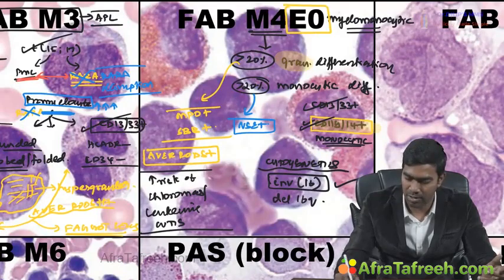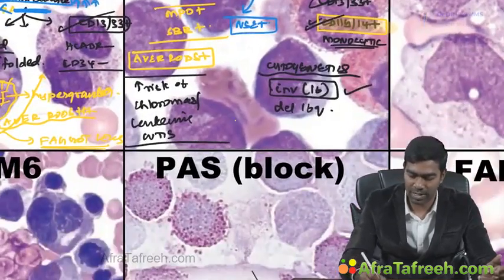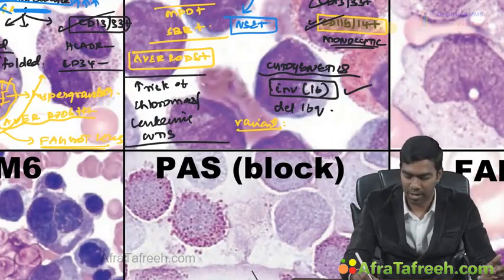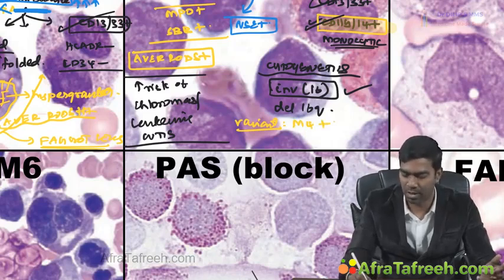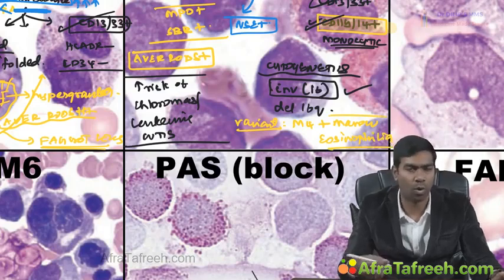These are all about your M4, but why have I written something called EO here? Any idea why I have written EO, eosinophil? I have written eosinophil because there is a variant called the eosinophilic variant, where you will have AML M4, yes, but at the same time the patient will also have something called bone marrow eosinophilia. Bone marrow eosinophilia will be there. This is what we call the M4EO variant.